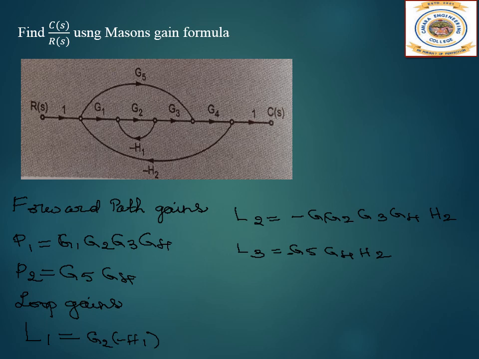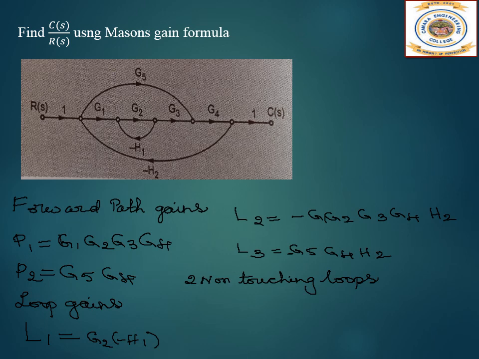So we have three loops. Then do we have any non-touching loops? First we have to write the combination of two non-touching loops. We have written L1, L2, L3. If any of the loops are not touching each other, they should not have a node in common between them. Now check here: G2, H1, this one, and we have G5, G4 minus H2. G2, H1 and G5, G4, minus H2 don't have any node in common. So they are the non-touching loops.